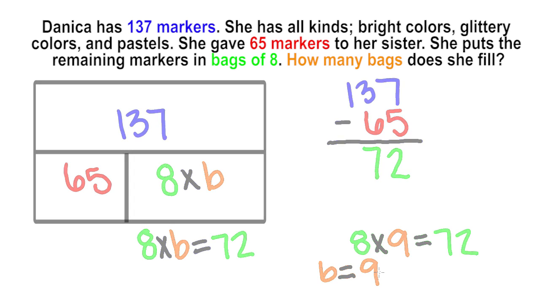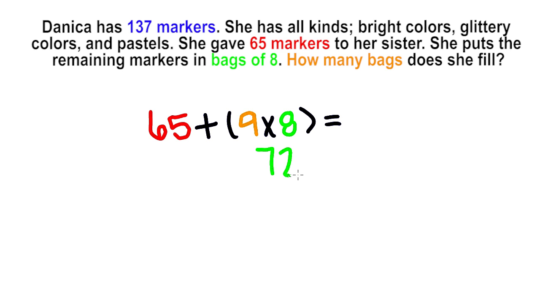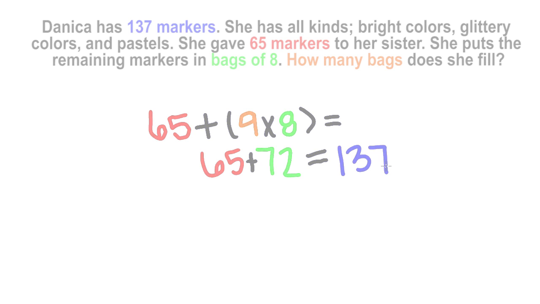Let's double check. If I take 65, then add 9 bags of 8 markers, which would be 9 times 8, it would total 72. If I add the 72 markers plus the 65 markers she gave her sister, I would total 137 markers. I have now justified my answer.